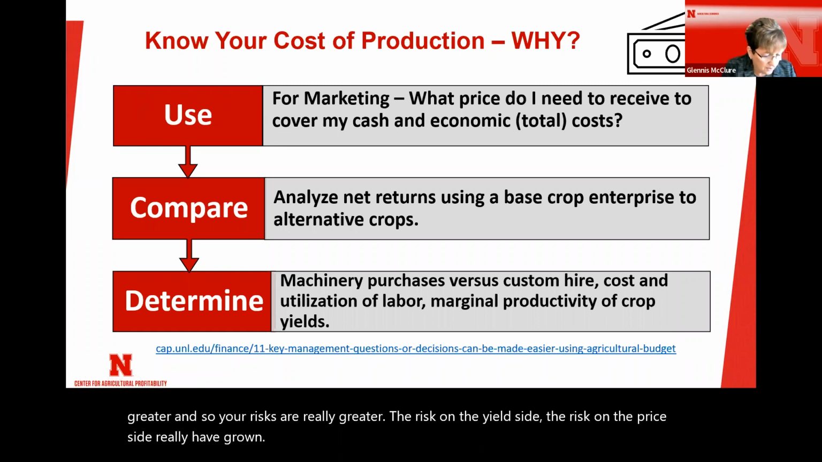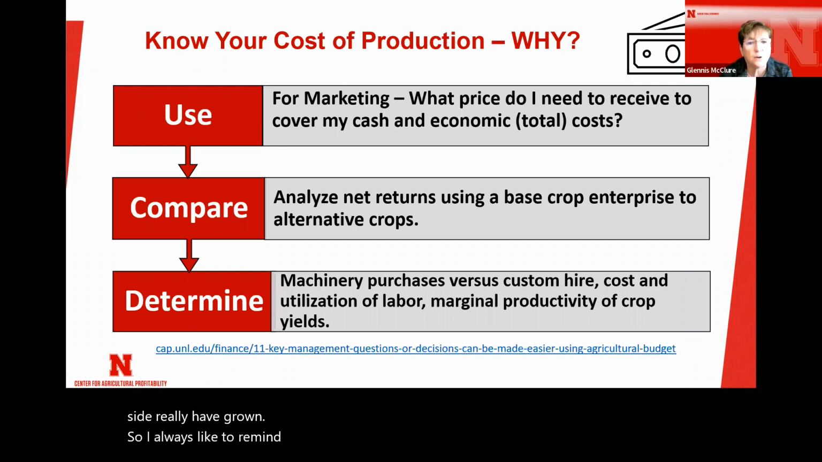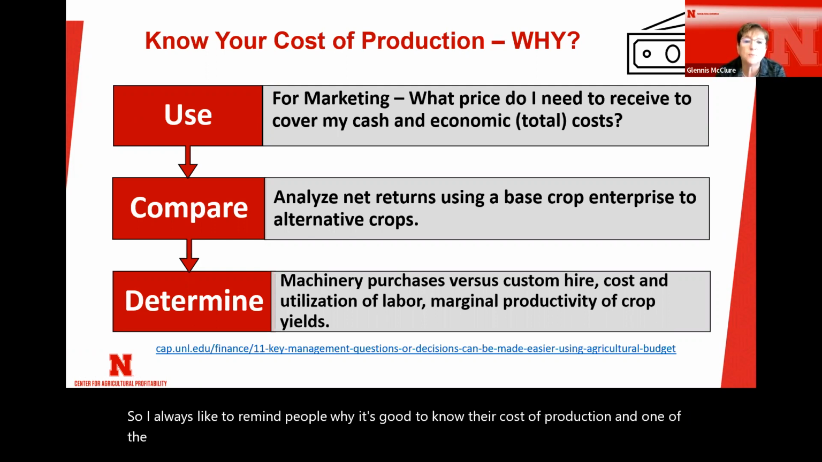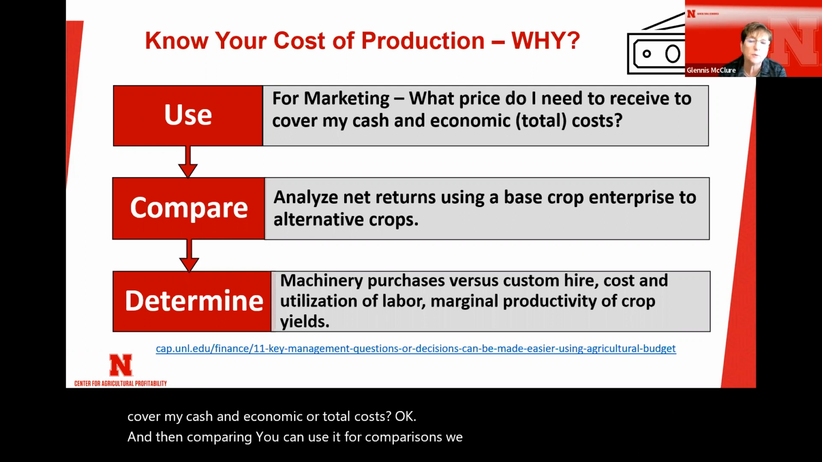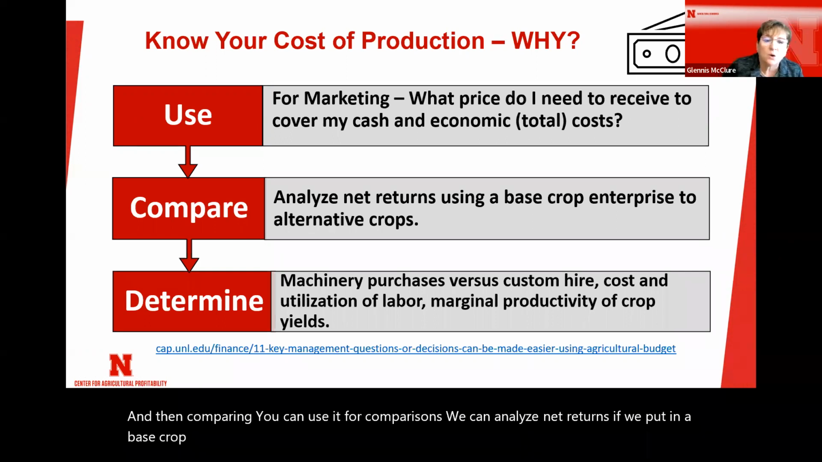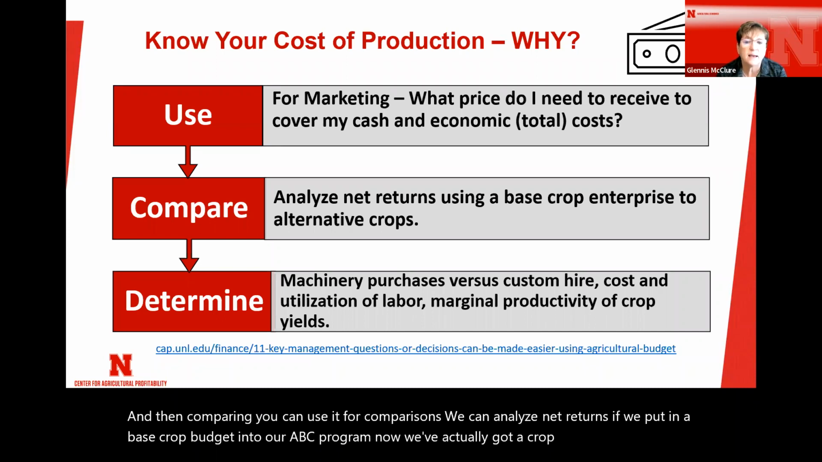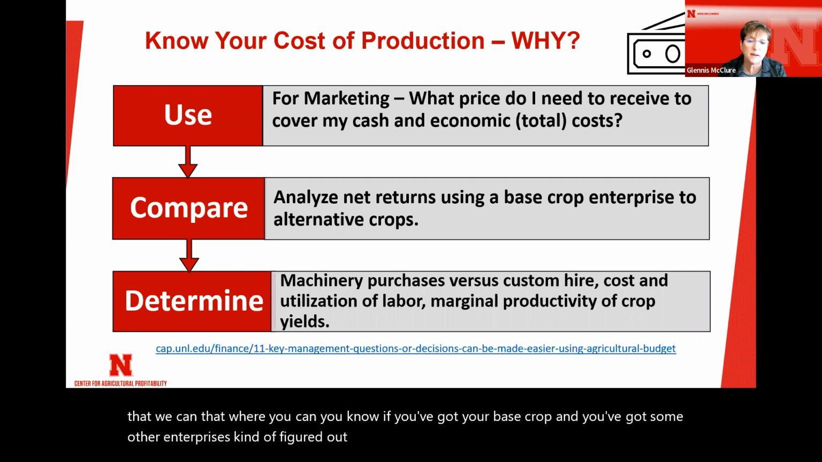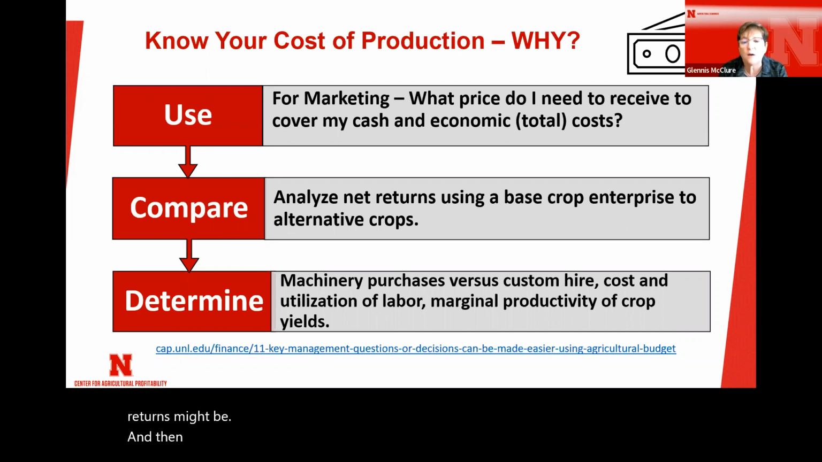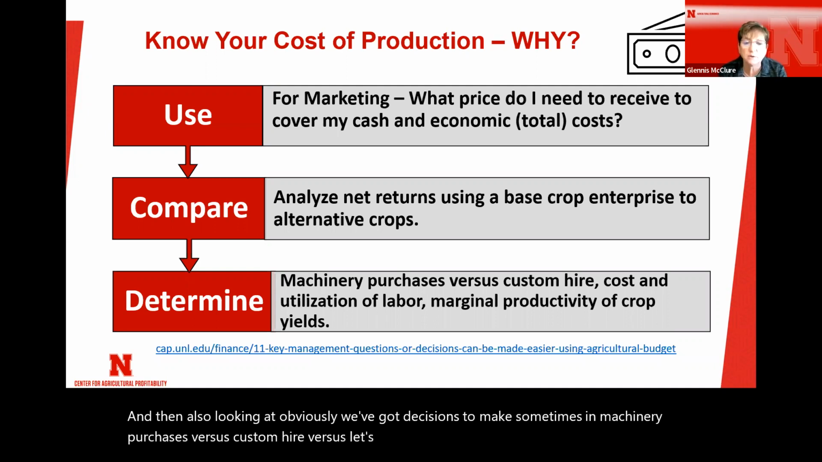Okay. So I always like to remind people why it's good to know their cost of production. And one of the first things I think about is for marketing purposes. So what price do I need to receive to cover my cash and economic or total costs? Okay. And then you can use it for comparisons. We can analyze net returns. If we put in a base crop budget into our ABC program, we've now actually got a crop comparison module where, if you've got your base crop and you've got some other enterprises figured out, you can actually compare what those net returns might be. And then also, obviously we've got decisions to make sometimes in machinery purchases versus custom hire versus, let's say, sharing machinery, that kind of thing. Cost and utilization of labor, marginal productivity of crop yields.